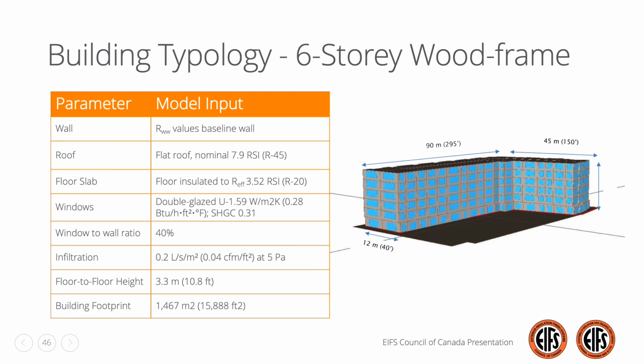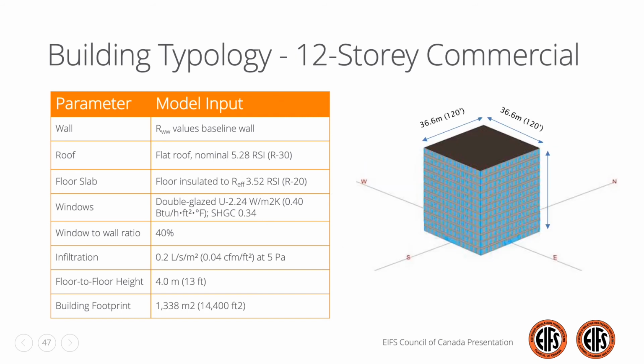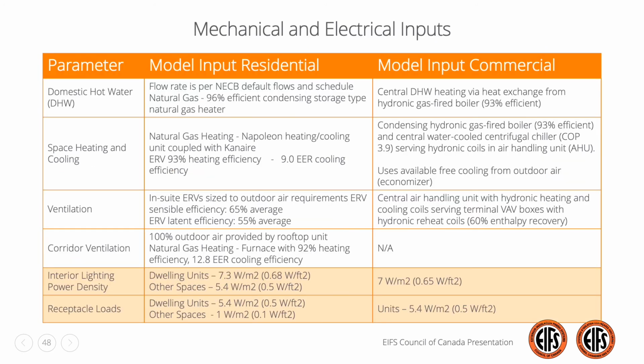Again, I will just repeat here that the window to wall ratio was 40%. Looking quickly to our commercial building, we have the same parameters and model inputs. However, the input values are slightly different in the commercial context relative to our residential one, as would be expected. With the building typology entered into the model, we could then look at mechanical and electrical inputs.